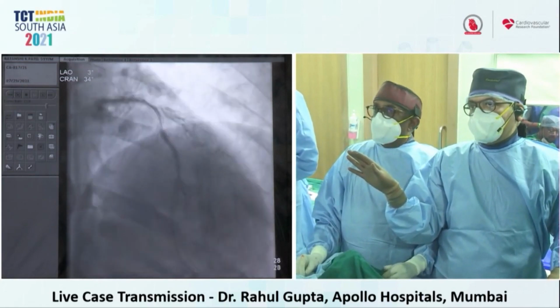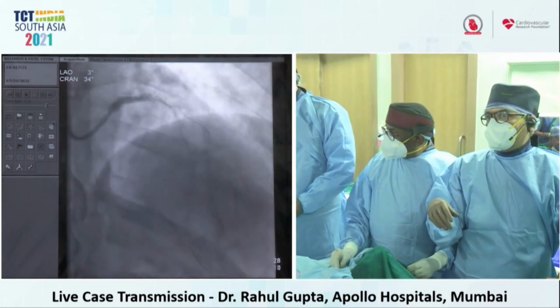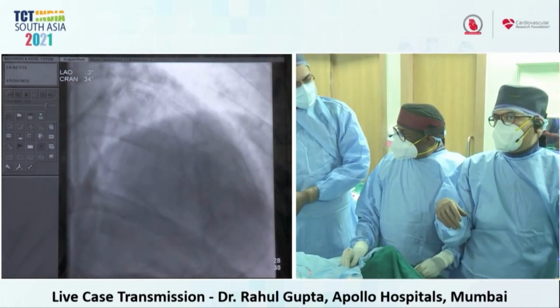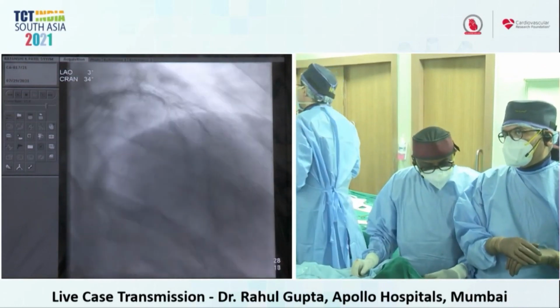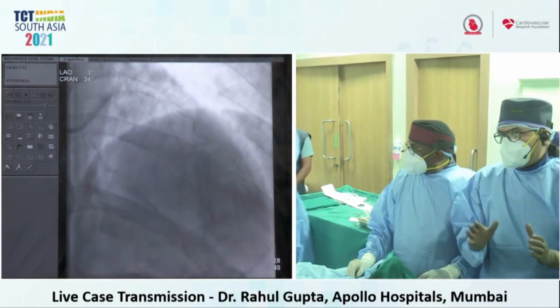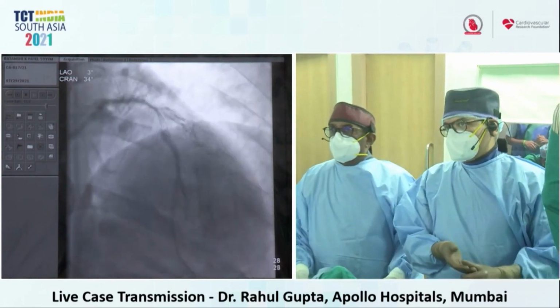So we'll take a 30 millimeter stent, a 2.75 stent, and then dilate it up to 3 millimeter in the proximal part. So that's the approach. We'll see how the diagonal behaves, and then we'll work on the other vessels.